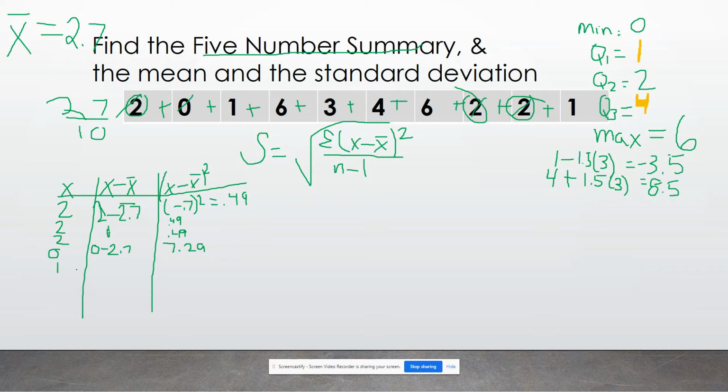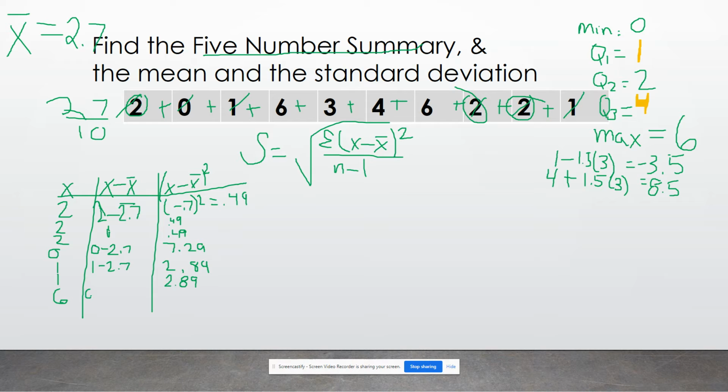All right, let me see what's the next data point. The next data point is 1. So if we do 1 minus 2.7, that's going to give me negative 1.7, and negative 1.7 squared is 2.89. So there's a 1 and there's another 1 over here. So I have another 1, and that'll be another 2.89.